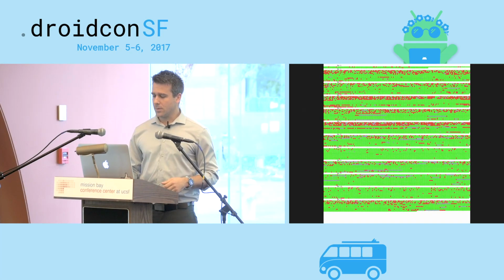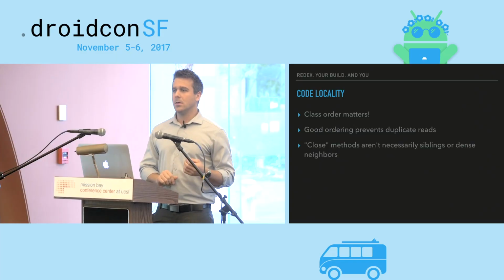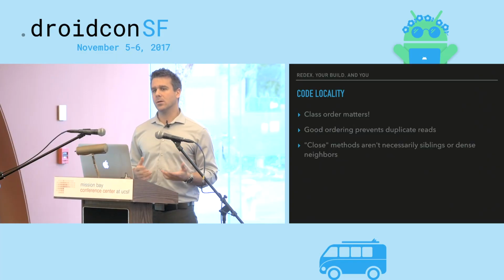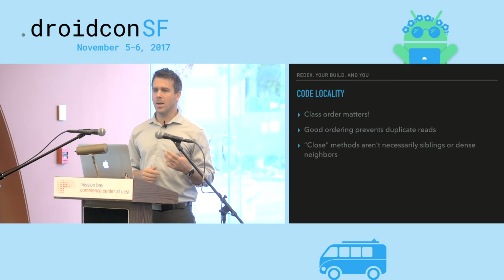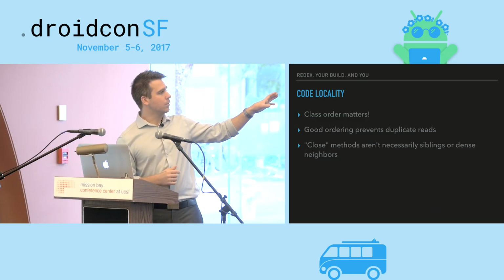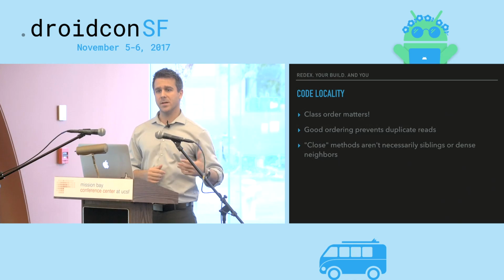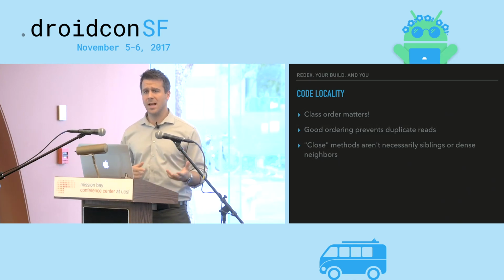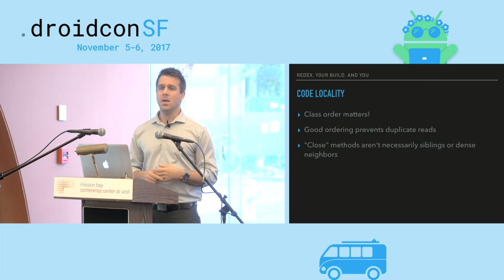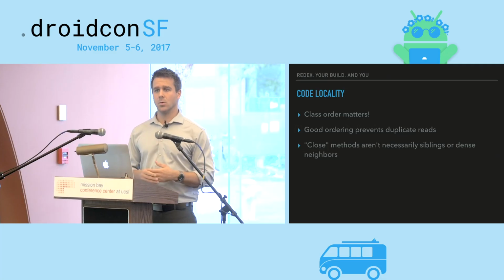So the takeaway here is that locality is of critical importance. What it's doing when it's reading these things is it's literally reading the bytecode off disk in order to execute it and get these classes into memory. So the class order obviously really matters. If we could order it correctly, then we would prevent all these duplicate reads. We wouldn't have to read it twice, 3 times, 10 times in order to get to completion.